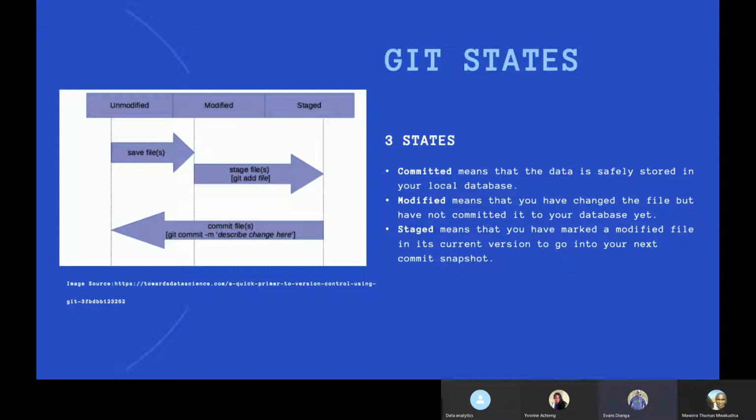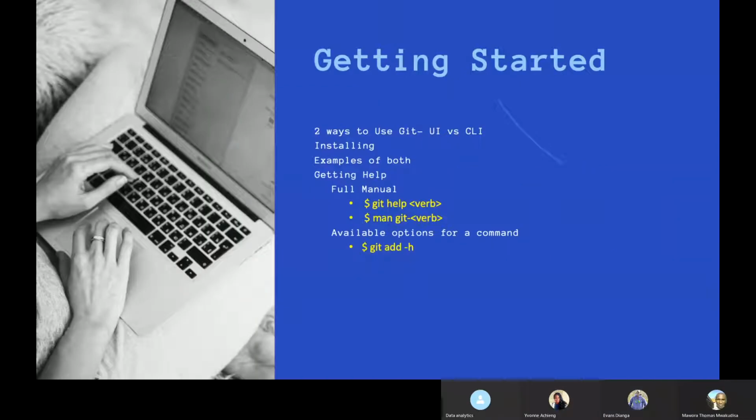When it is unmodified, that means it has already been committed and it is stored within the database and it's safe. Modified means that you have changed the file, but you have not yet committed it to the database. And staged means that you have marked it as modified and it will go to the next commit. We'll look at that in depth.